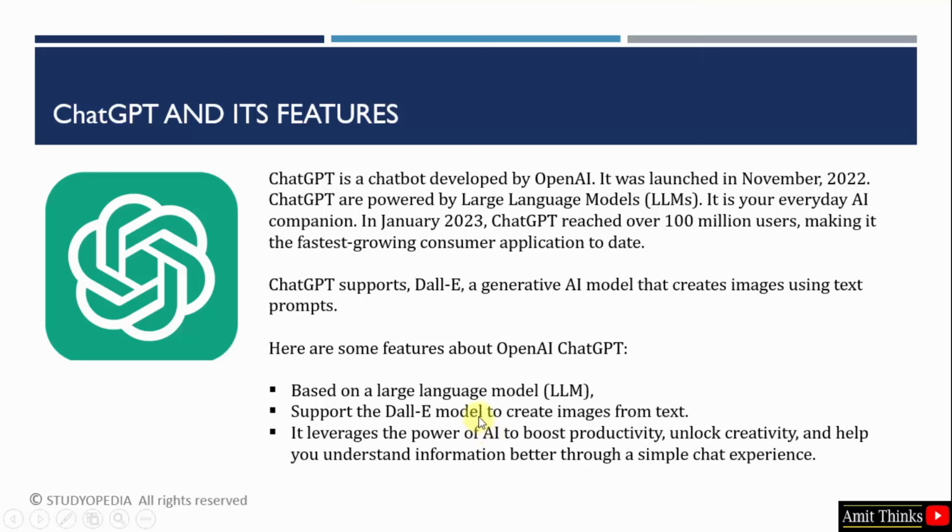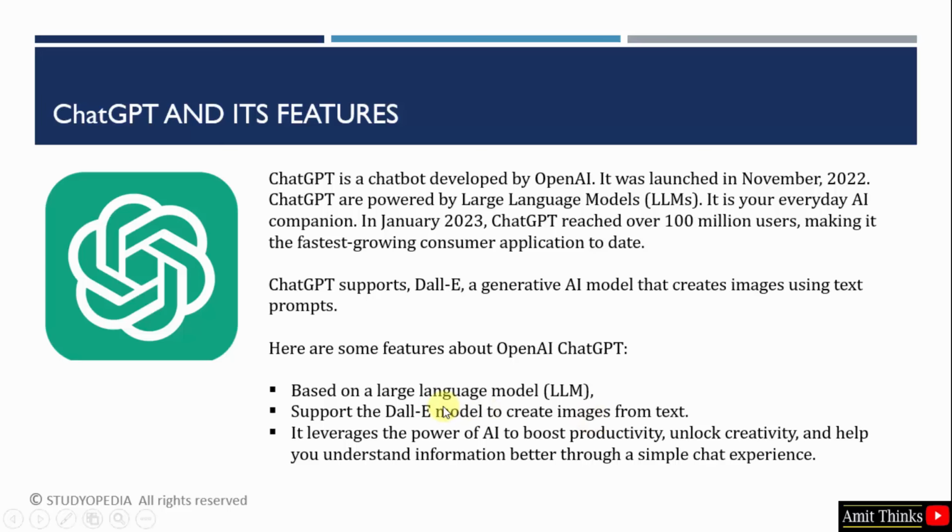As I told you before, it is based on a large language model, that is LLM. It supports the DALL-E model to create images from text. So it will provide you a simple chat experience that actually leverages the power of AI to boost your productivity. You can ask anything from ChatGPT related to any topic. Just mention the prompt, that is the question, and you'll get a reply in real time.